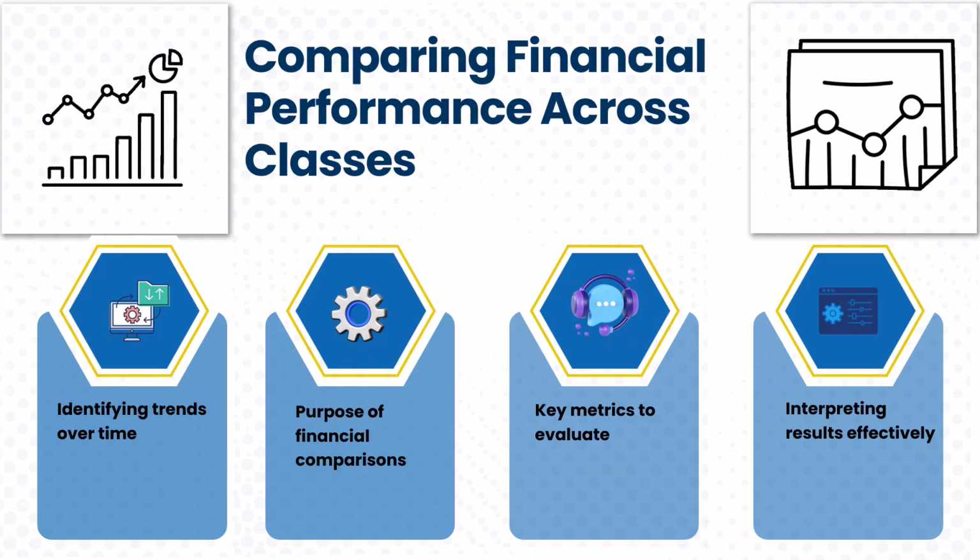Comparing financial performance across different classes is like analyzing multiple departments in a company. Each plays a role, but some perform better than others. The key is picking the right metrics and spotting trends without jumping to conclusions too fast. Let's get into the numbers.